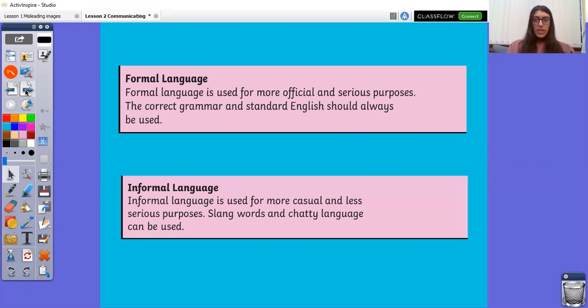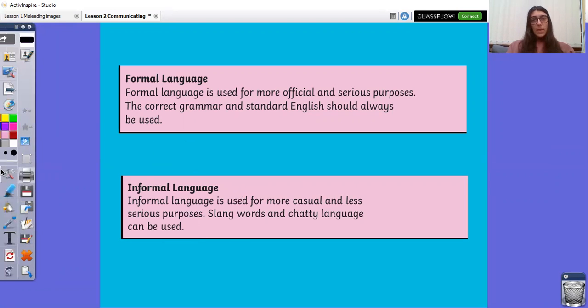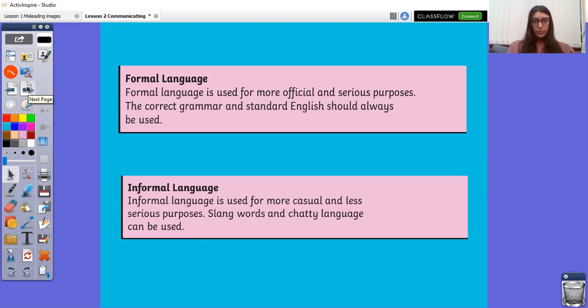So we've got 2 definitions for formal language and informal language. Formal language is used for more official and serious purposes, whereas informal language is used for more casual and less serious purposes, which is why we're saying that formal language should be used for your email to your class teacher and informal language should be used for your email to your friend. Pause the video if you want to read this again.